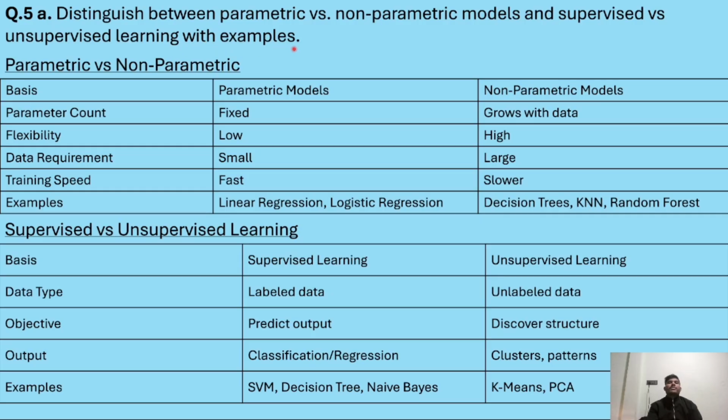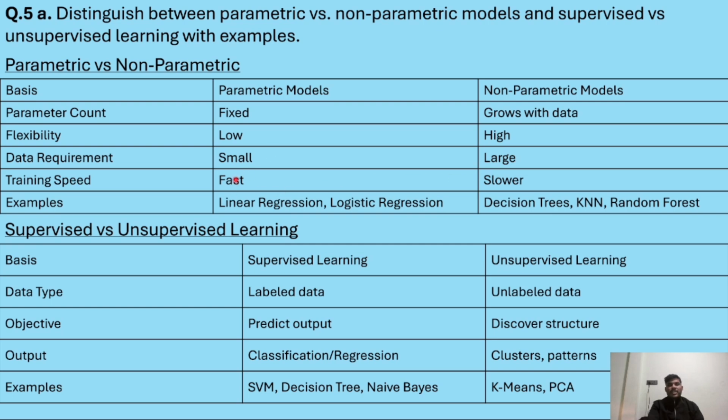Question number 5. Distinguish between parametric versus non-parametric models and supervised versus unsupervised learning with examples. Parametric versus non-parametric: we have three columns, basis, parametric models, and non-parametric models. On the basis of parameter count, parametric models are fixed, and the parameter count in non-parametric models grows with data. Flexibility of parametric models is low and non-parametric models are highly flexible. Parametric models' data requirement is small, and non-parametric models require a large amount of data.